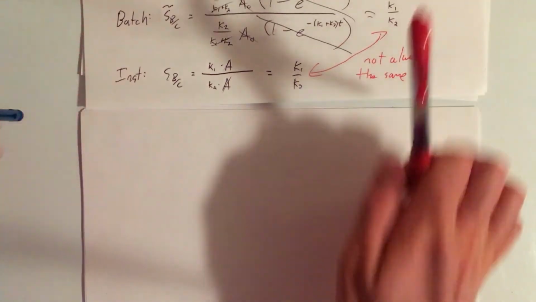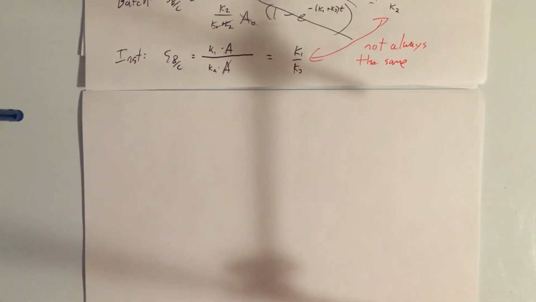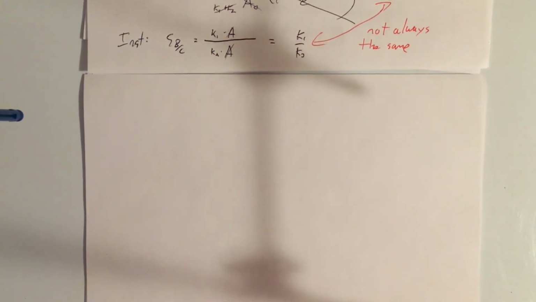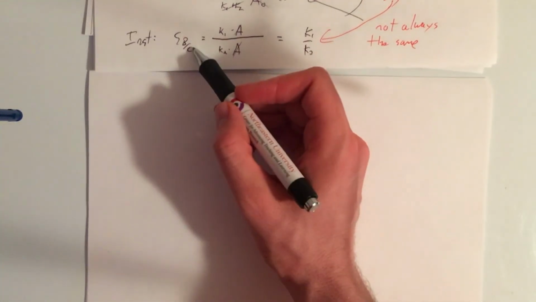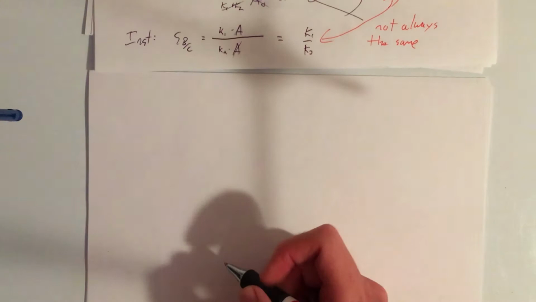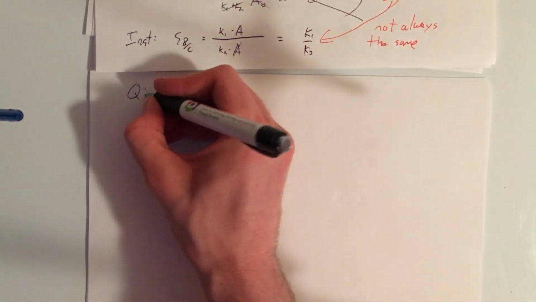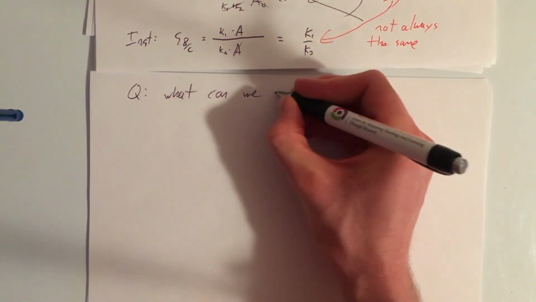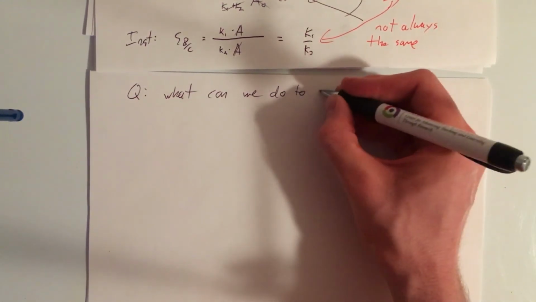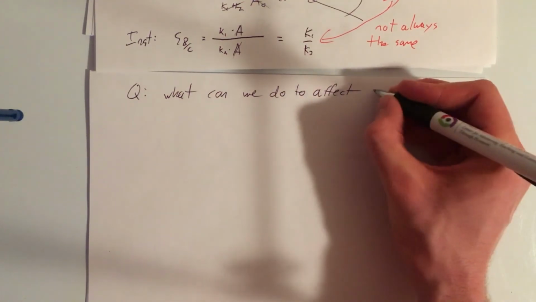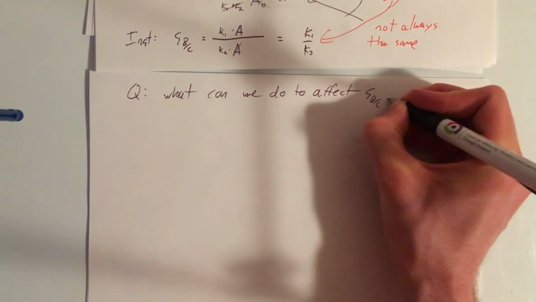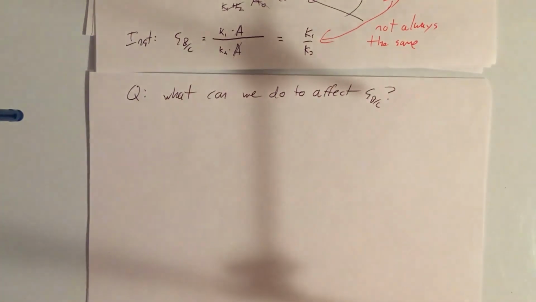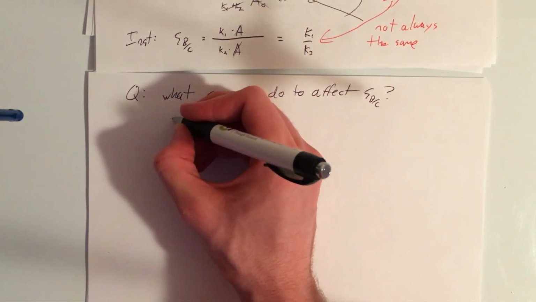All right, now one last thing is what can we do to affect selectivity, right? We're engineers. We want to optimize something. We want to get as generally as high of a selectivity as possible. So think for a moment, what can we do to affect selectivities? We could think of either affecting the instantaneous selectivity or the batch selectivity.